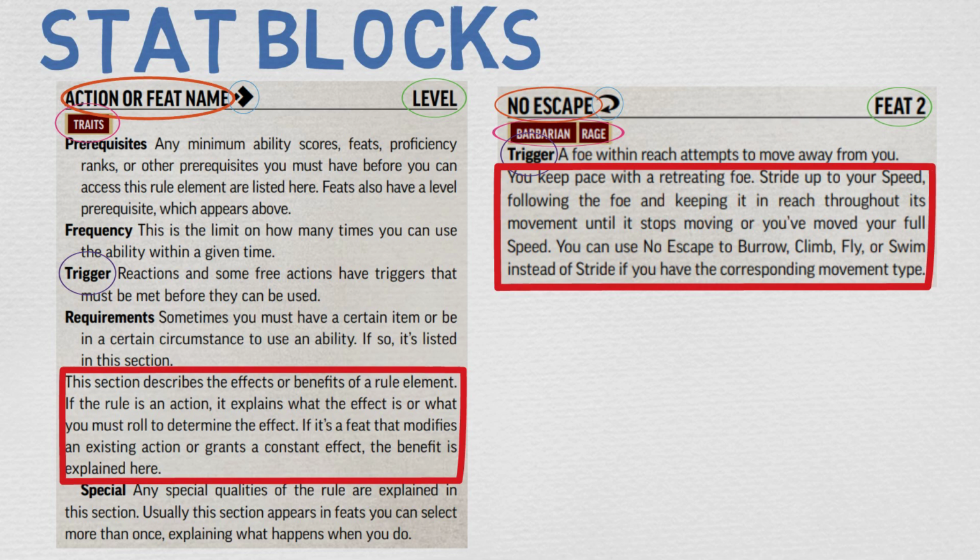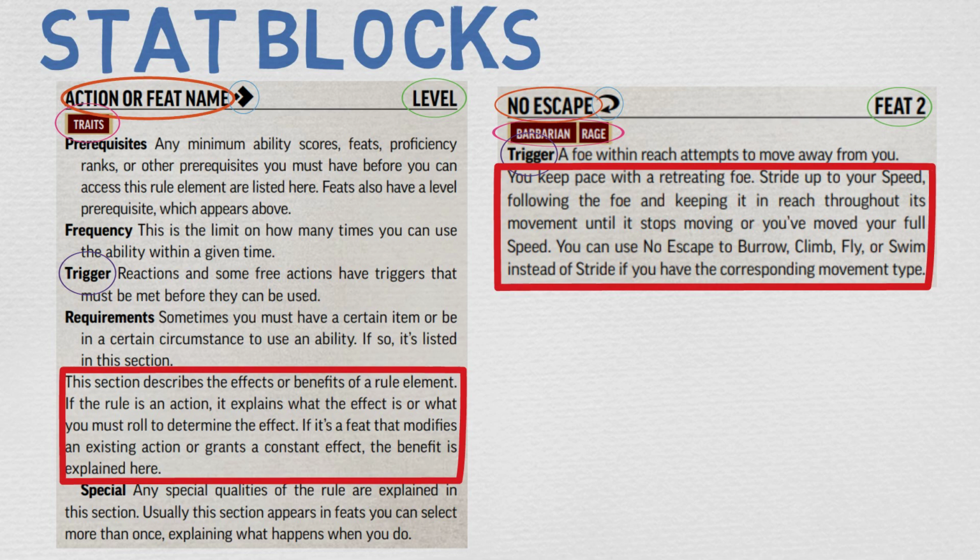Underneath that, you usually have the frequency, which our example doesn't have. This is the limit on how many times you can use the ability within a given time. And then underneath that, you'd have trigger, which our example does have. A trigger is reactions, and some free actions have triggers that must be met before they can be used. In the case of No Escape, the trigger is a foe within reach attempts to move away from you. So see how it kind of plays out there?